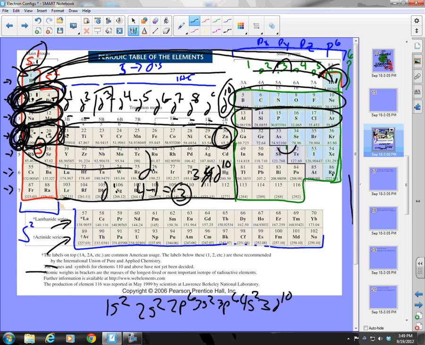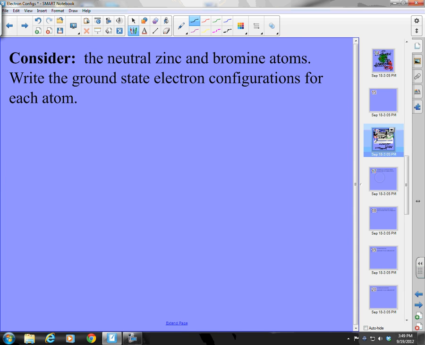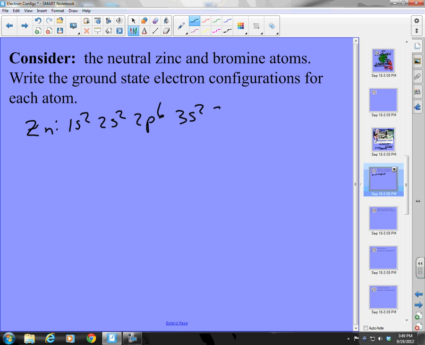So for my zinc, to make this pretty, it would be 1s2, 2s2, 2p6, 3s2, 3p6, 4s2, 3d10. And remember, my D is always one less than the period. And so it's always going to be one less than the S in front of it, by the way, folks.